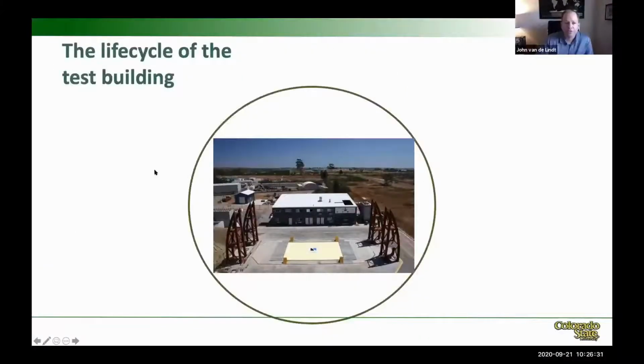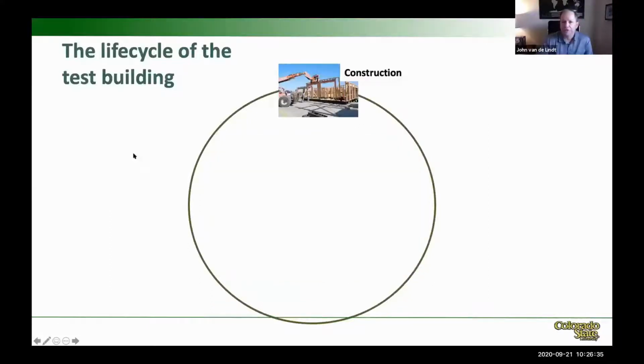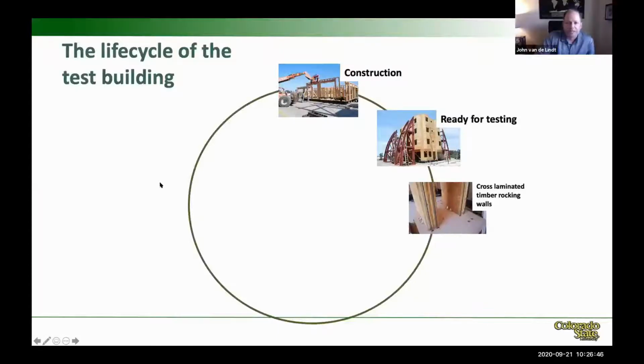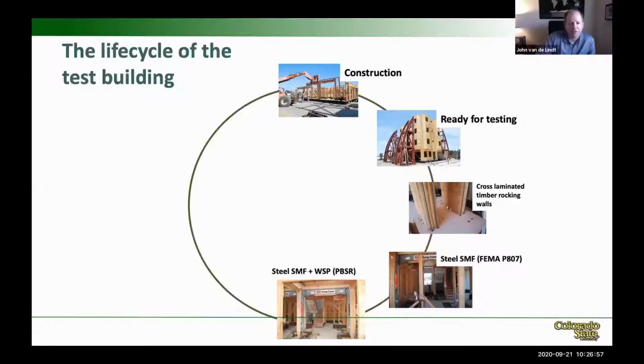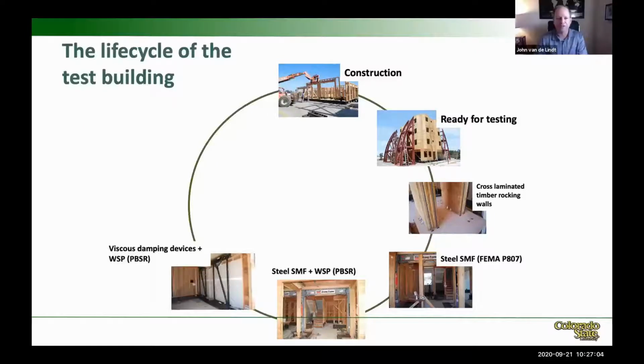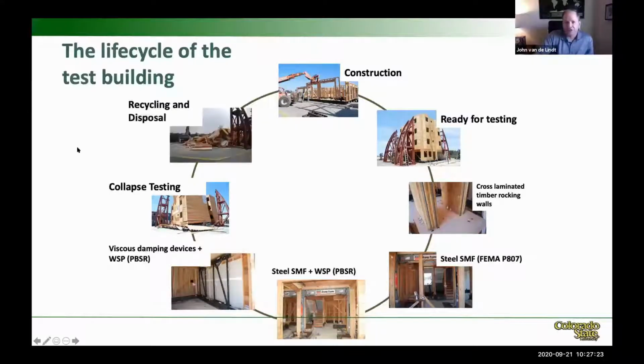So the building, as I mentioned, we had different phases. I'll just run through them real quick. We had our construction phase. We were ready for testing. You can see the towers that you saw in past presentations for safety. We did a cross-laminated timber rocking wall retrofit, steel special moment retrofit, partnered with Simpson Strong-Tie on that. And then a steel moment frame with wood structural panels, and that was a performance-based seismic retrofit. And that was really the purpose of the project, was developing that, as well as looking at the FEMA P807 retrofit accuracy or effects. And then viscous damping devices, and those were a partnership with Taylor Devices. And then collapse testing, and I'll talk a little more about that, and then recycling.